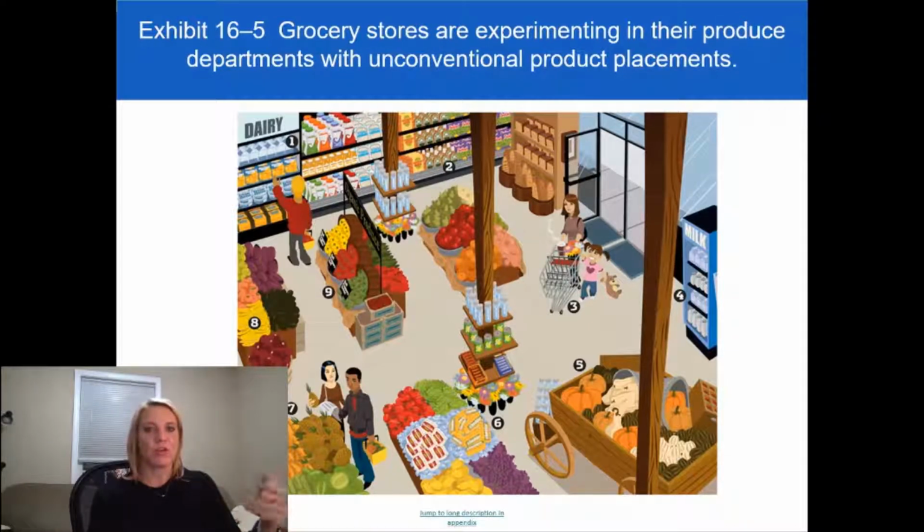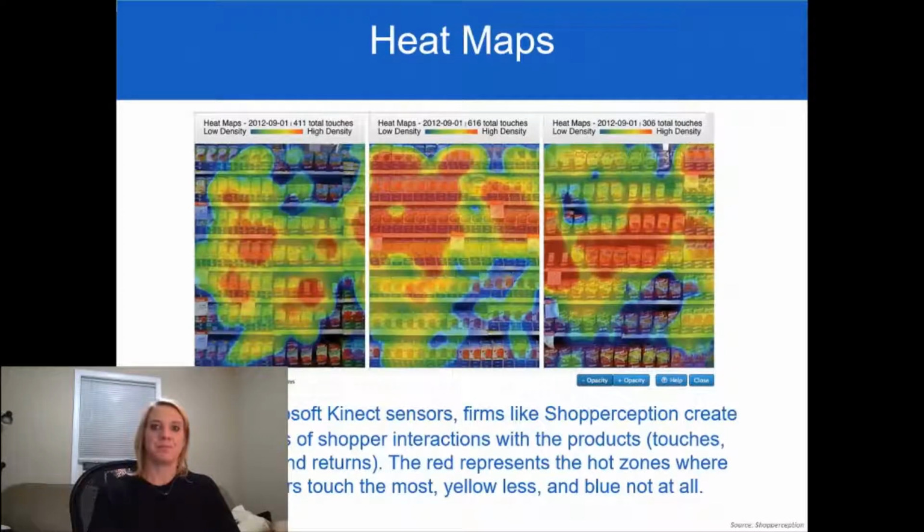So this is just kind of a graphical representation of what a planogram might look like. A heat map is another really useful way to look at what types of purchasing customers are doing. The Microsoft Kinect sensors can actually show shopper interactions, showing where customers are reaching or purchasing products from. The red represents the hot zones where customers touch the most. The yellow is a little bit less than that, and the blue is a place where they're not shopping at all.